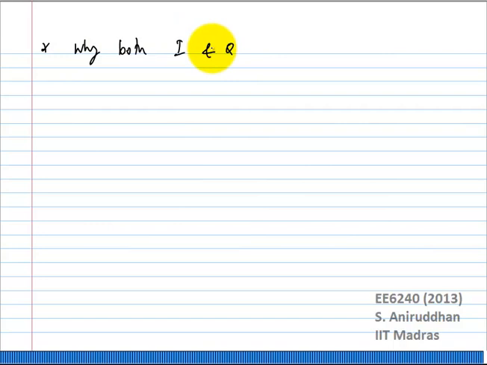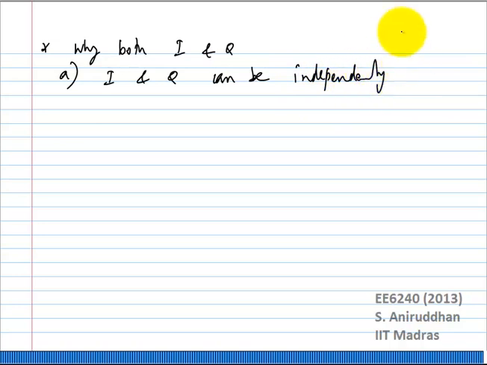So why do we need both I and Q? There may be several reasons. The first reason is, of course, the I and Q can have independent modulation schemes. Okay? I and Q can be independently modulated. You have to retrieve both I and Q. There is no other go.